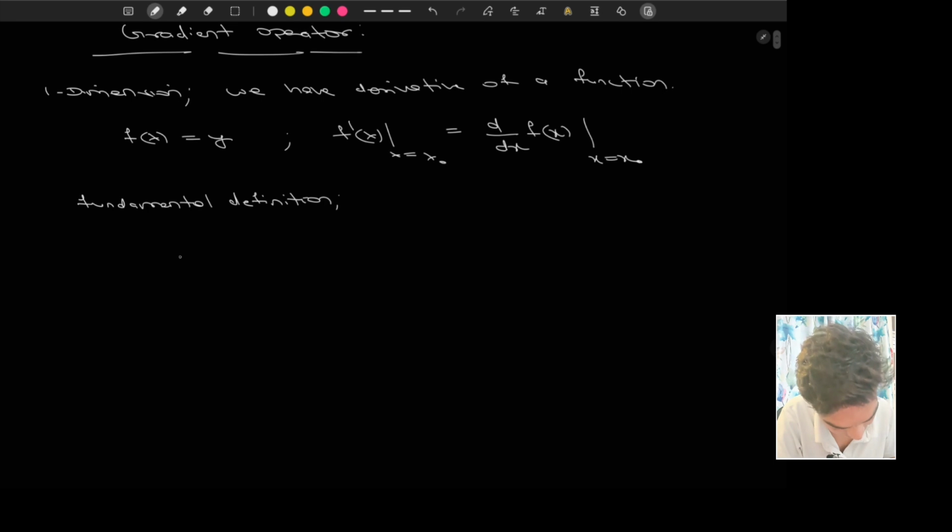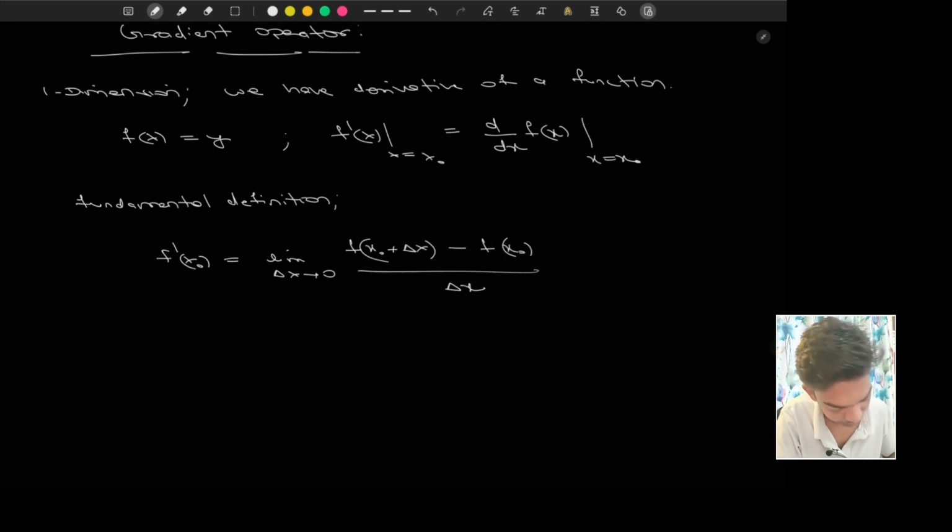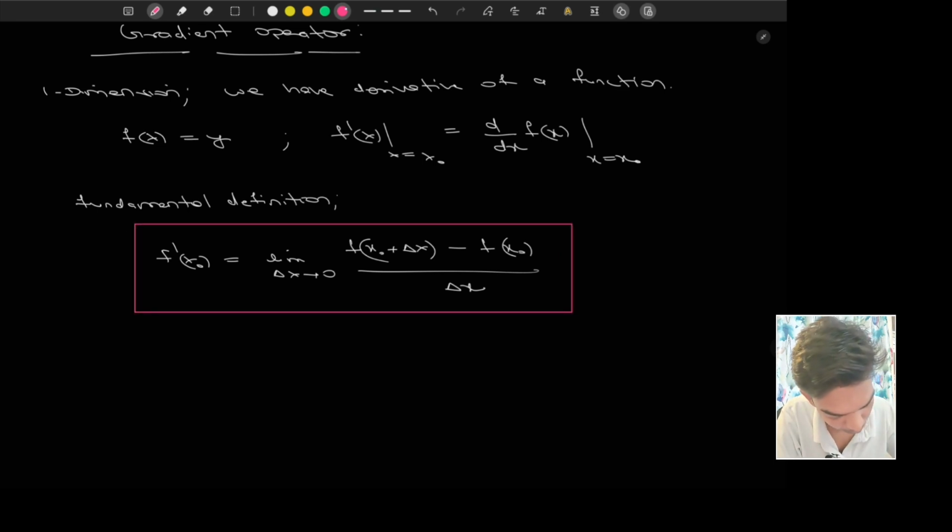The fundamental definition is: f prime of x0 is the limit as delta x tends to 0 of f of x0 plus delta x minus f of x0, divided by delta x. That is the fundamental definition. Let me box this equation because this is an important equation. Very good.